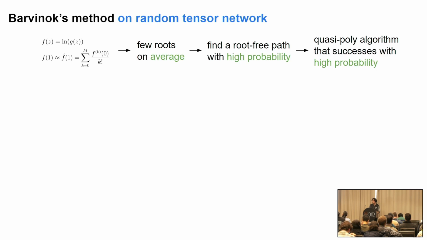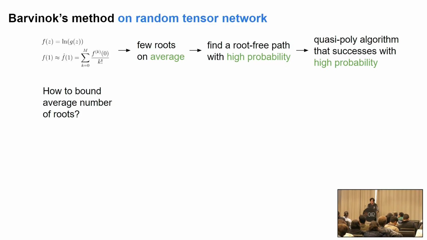So for random polynomials, such as the random tensor network that we care about, we require that there are few roots on average, and thus allow us to find a root-free path with high probability, and then a quasi-polynomial time algorithm that succeeds with high probability. But how to bound the average number of roots?